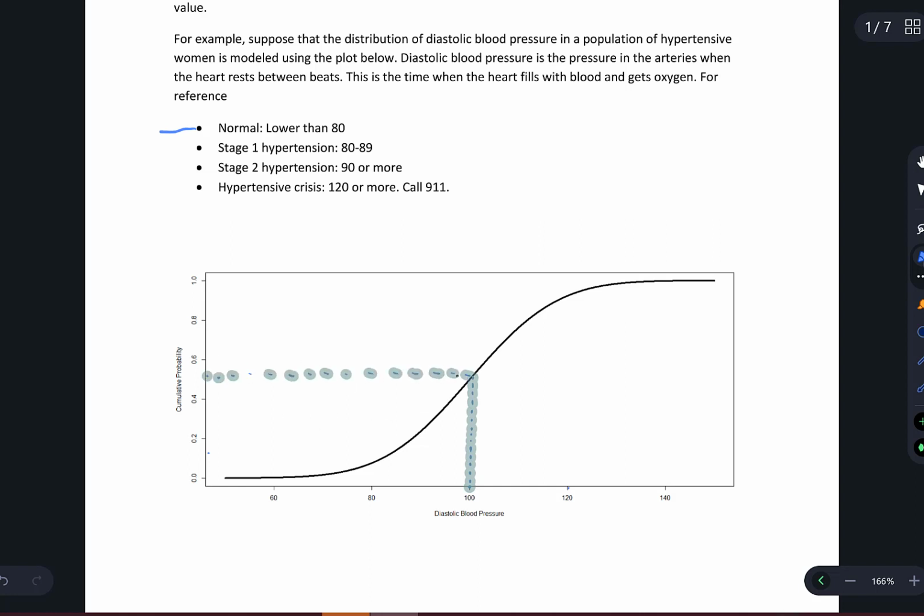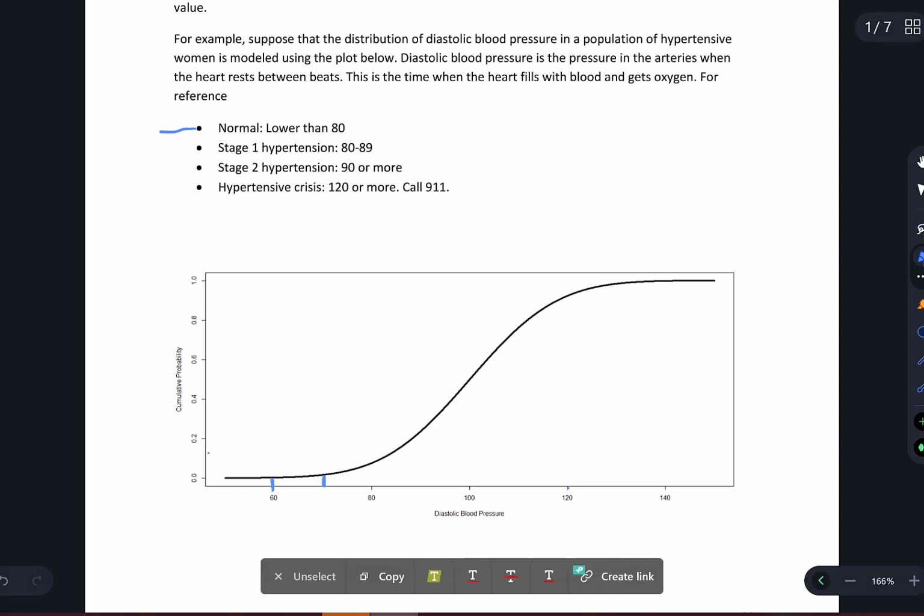Give me a second to erase these lines. So here we have a diastolic blood pressure of 60, and here we have a diastolic blood pressure of about 70. And we notice that in terms of the cumulative probability, we have a very small percentage of women having a diastolic blood pressure of 60 or less, and in fact that's very close to 0. And as we go up to 70, that cumulative probability doesn't increase very much. So in other words, the rate of change from 60 to 70 is very small.